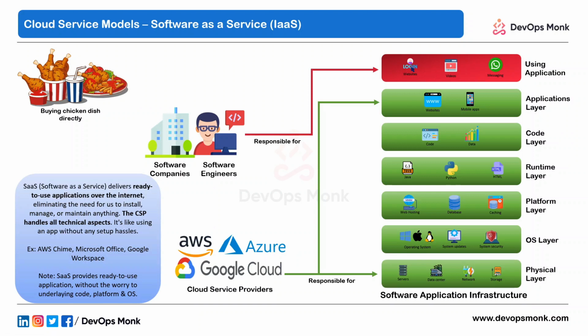A quick note: in SaaS, you don't have to worry about things like the OS or the platform. We can simply buy a license for the software we want to use. However, keep in mind that your control is limited to using the features the software offers. You will not have control over any other aspects of the software.